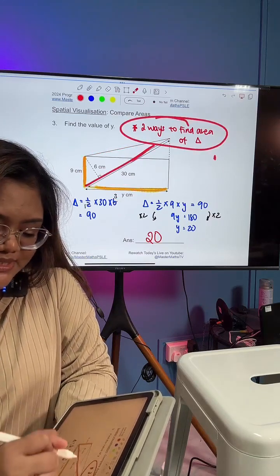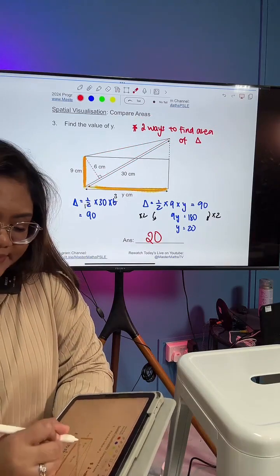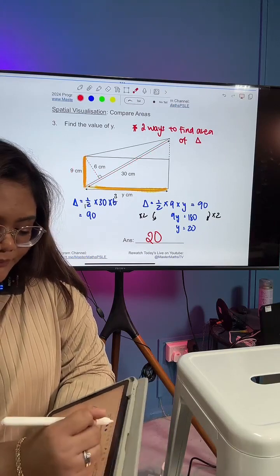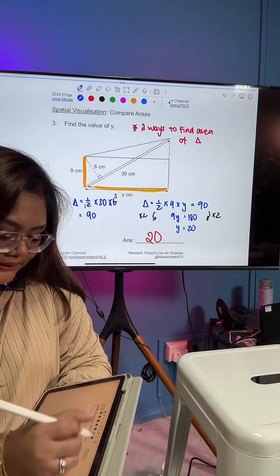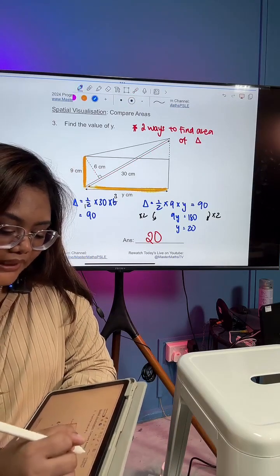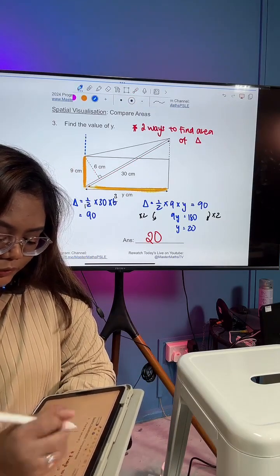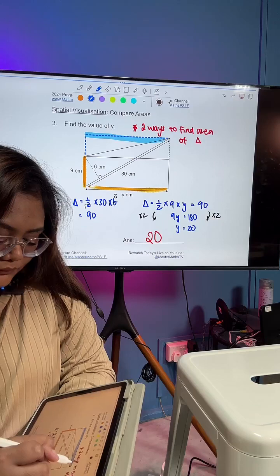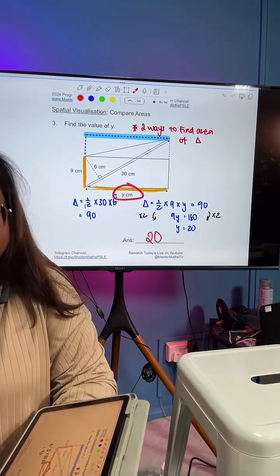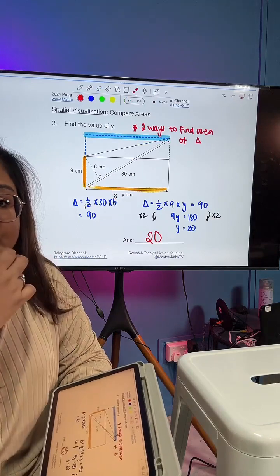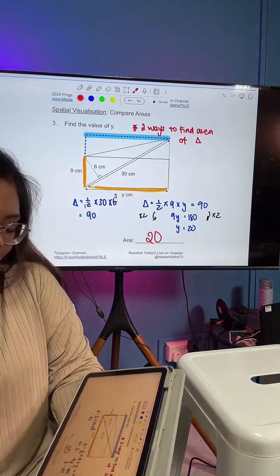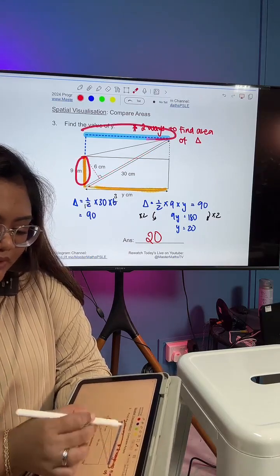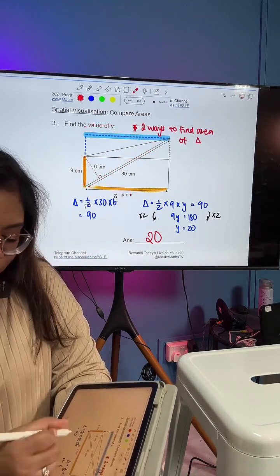One is half times base times height, this way. The other one is half times base, 9, times height, y. Okay, the other side of the height will be here. If you're not so sure, I need to go all the way to the tip. So this is my height, which is y. Understand? Okay, so two ways to find the area of triangle. Half times 30 times 6, which is also the same as half times 9 times a different height, which is y. Alright, both should give you 90.